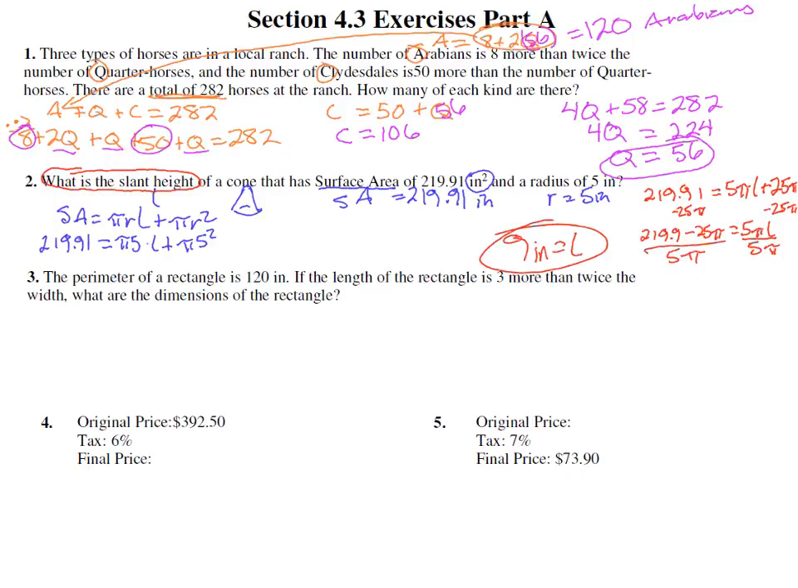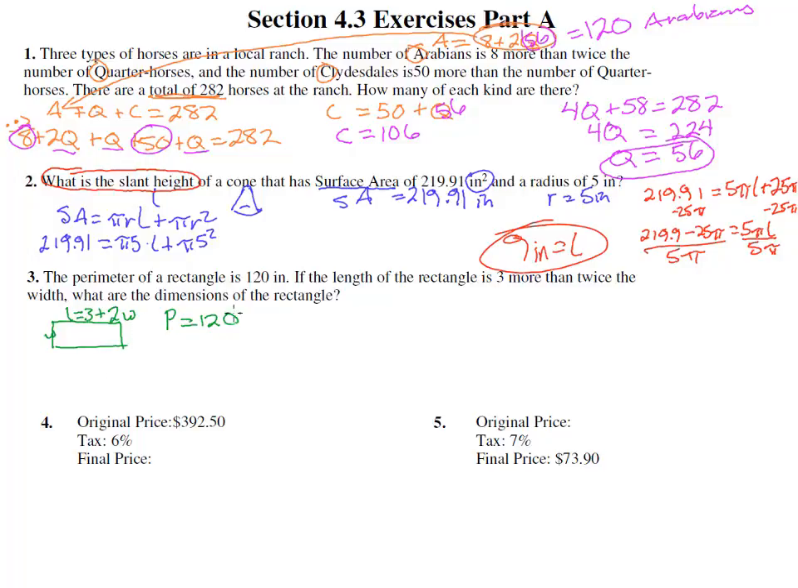Great. Okay, number 3. The perimeter of a rectangle is 120 inches. If the length of the rectangle is 3 more than twice the width, what are the dimensions of the rectangle? So we have a rectangle here, and it says the perimeter is 120 inches. Okay, the length of the rectangle, so we have a width and a length, and the length equals 3 more than twice the width. And each one of those has a mathematical meaning there, 3 plus 2w.